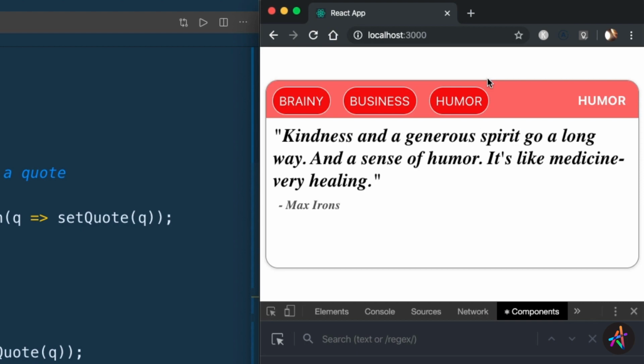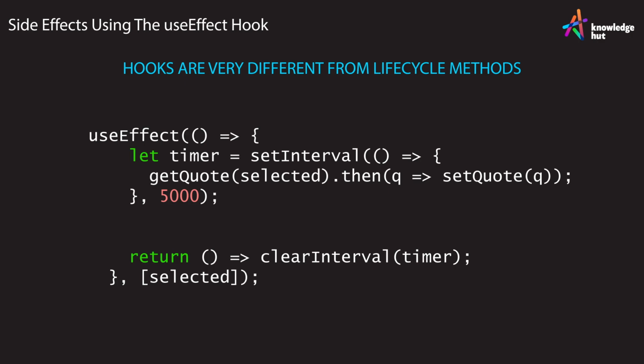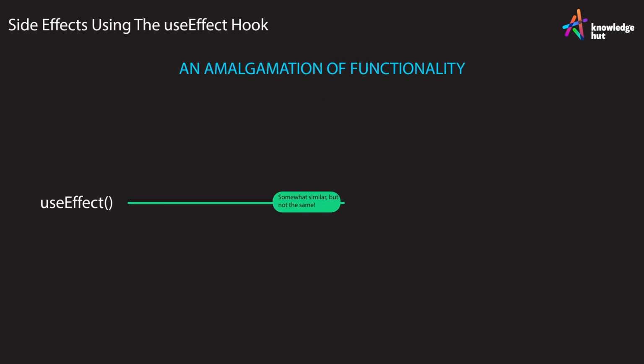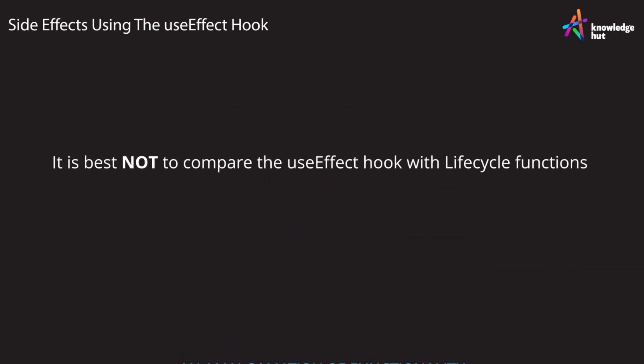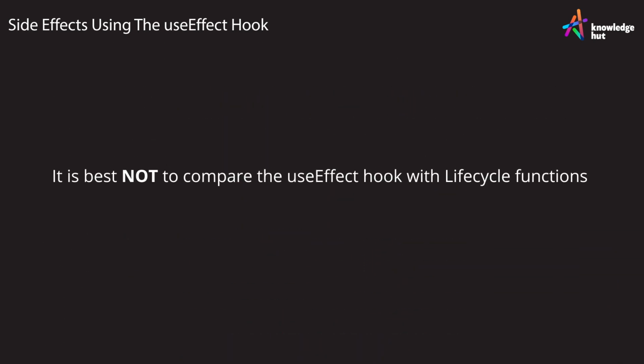Let's recap what we have learned here because it can be quite daunting. As you saw in this example, hooks are very different from lifecycle methods. While the functionality that they provide seems similar, they are not exactly lifecycle methods, but rather an amalgamation of functionality that may resemble componentDidMount, componentDidUpdate, and componentWillUnmount lifecycle features. Having said that, when trying to wrap your head around the useEffect hook, it is best not to compare or correlate the useEffect hook with lifecycle methods in a class component.